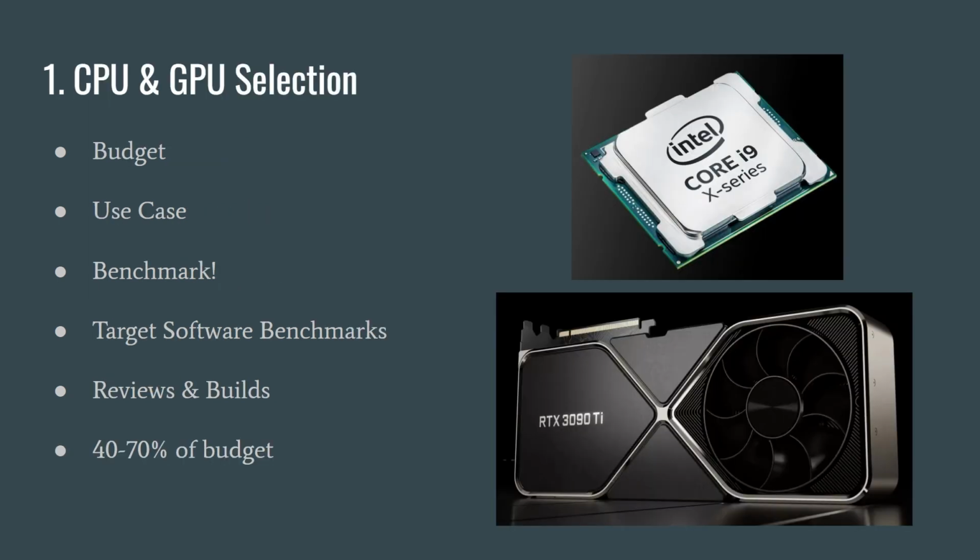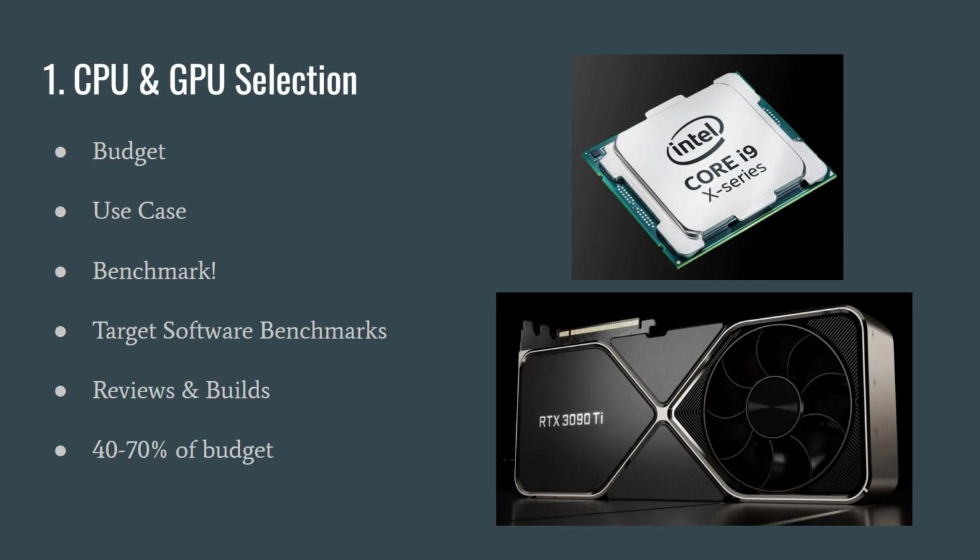So, step number 1, CPU and GPU selection. There's no specification for this; you're going right to selection. The reason is that the CPU and GPU really mark the core performance of your computer, so these are the first things you want to select.